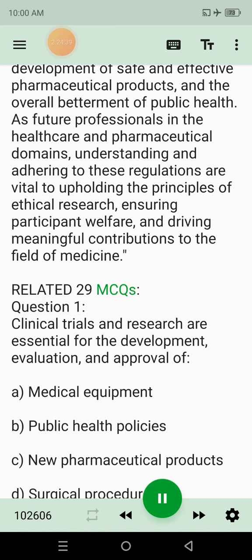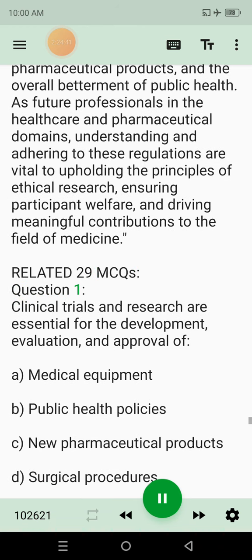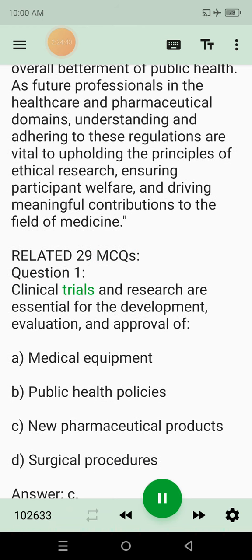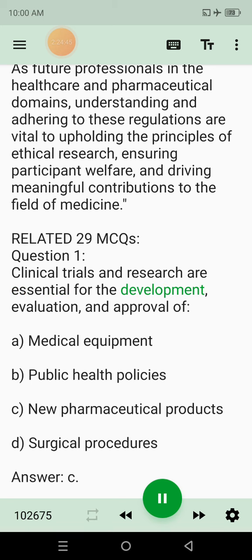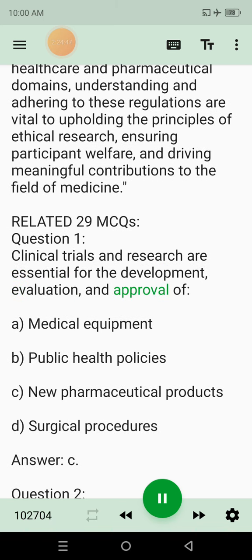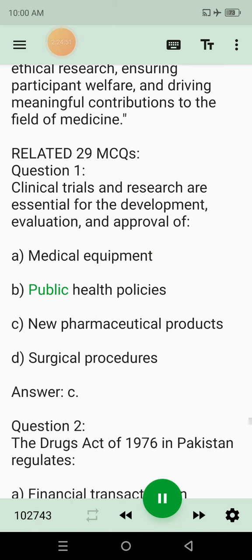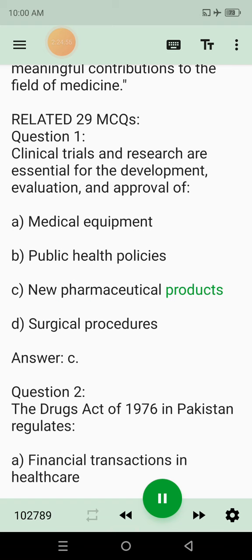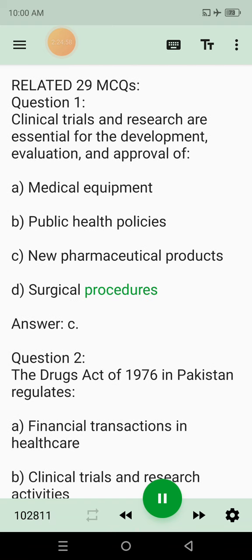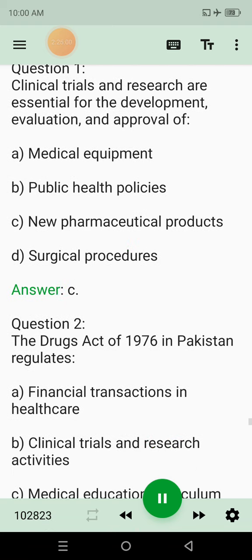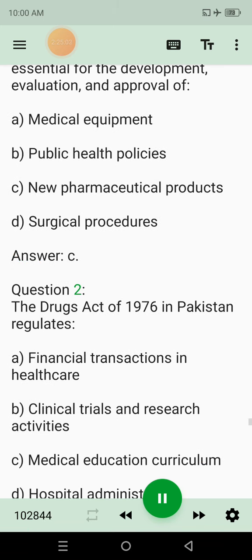Related 29 MCQs. Question 1. Clinical trials and research are essential for the development, evaluation, and approval of: A. Medical equipment. B. Public health policies. C. New pharmaceutical products. D. Surgical procedures. Answer: C.